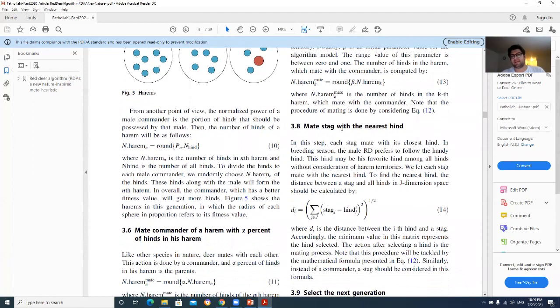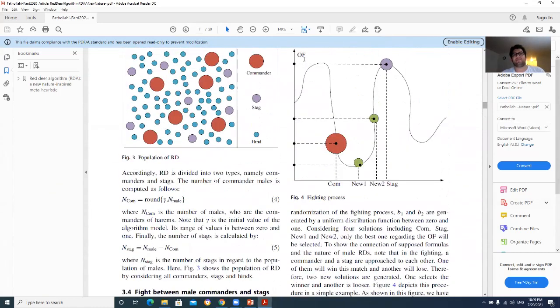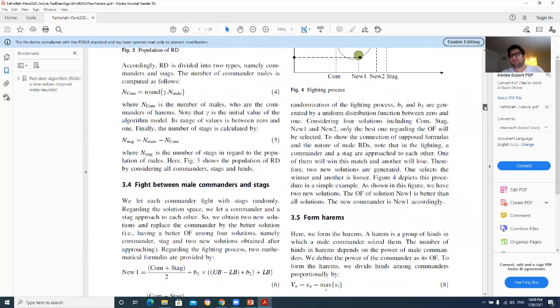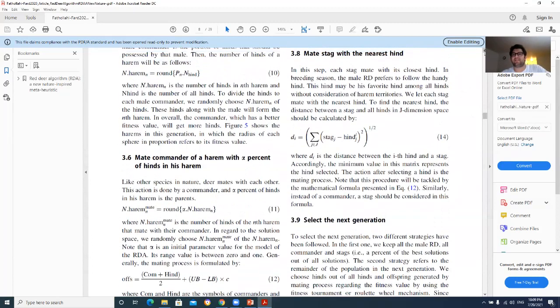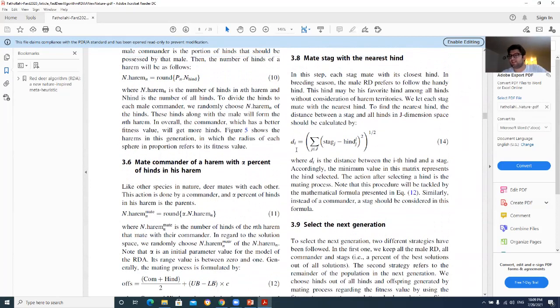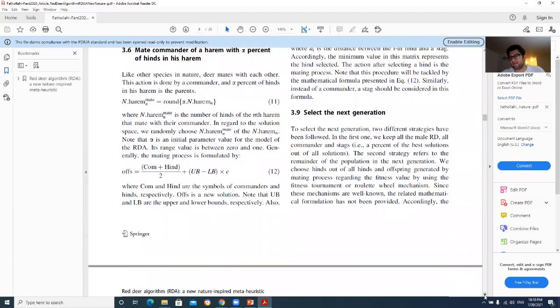Last but not least, there are the attacks on the other males, as we have them here, in the fighting process, which are young male red deer, and they try to find more hinds. They would mate with the closest hind around them. It means that we calculate the distance between each stag and the hinds around them, and then we assign them, and the mating would be done.